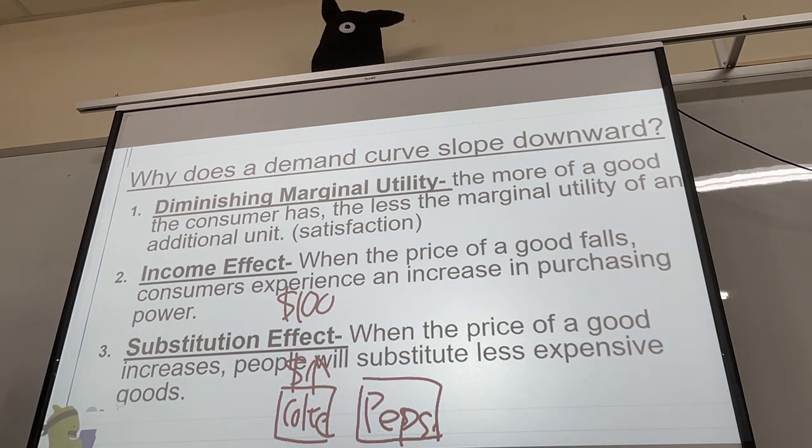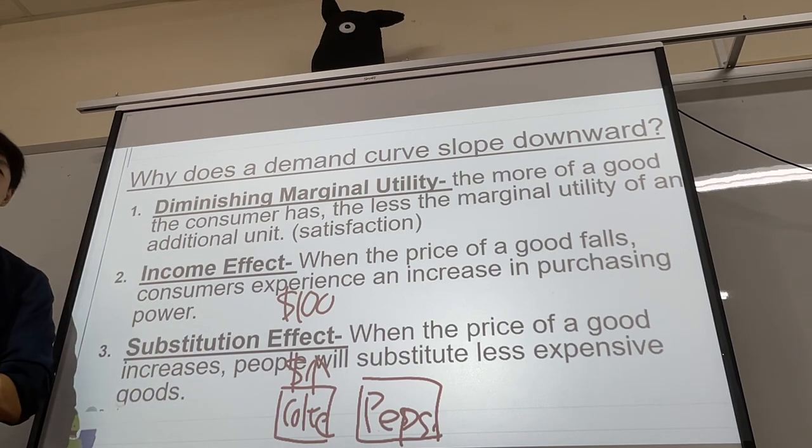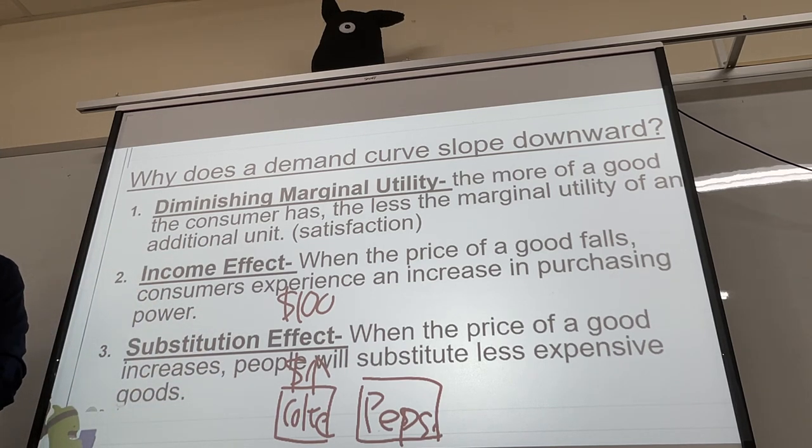他们必须要相似啊, okay? They must be a similar product. Okay, you cannot say, oh, iPhone and then Mac. No. Must be similar product. Okay, substitution effect. When the price of a good increases, people will substitute a less expensive good. They must be similar product. Coke and Pepsi. iPhone 15, iPhone 14. Okay, understand?